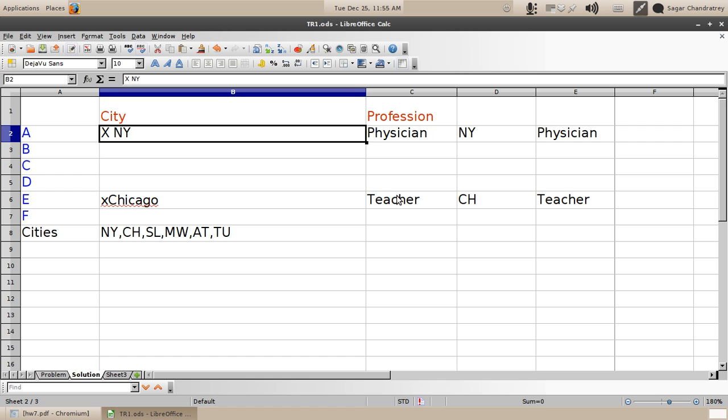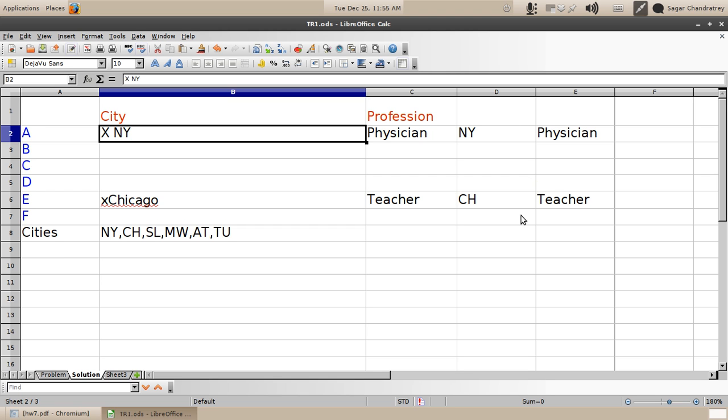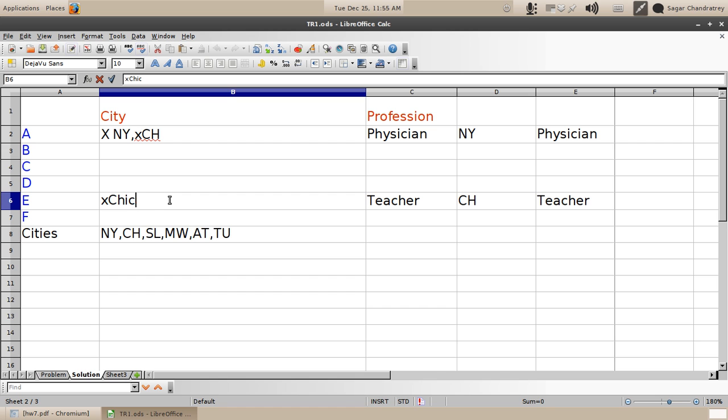because A is a physician, he cannot be a teacher, and therefore he cannot be from Chicago as well, because the person from Chicago has to be a teacher, and because A is a physician and not a teacher, therefore A cannot be from Chicago as well. So let us put that piece of information as well. A is not from New York, A is not from Chicago. Now the same thing would apply for E as well. E is a teacher and hence not a physician, and therefore this person E cannot be from New York.